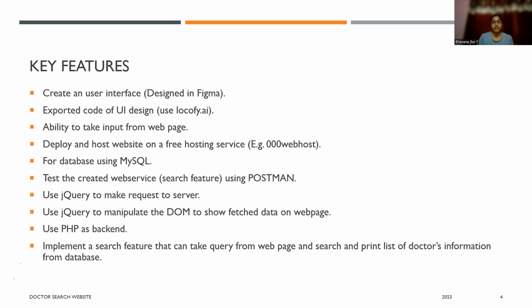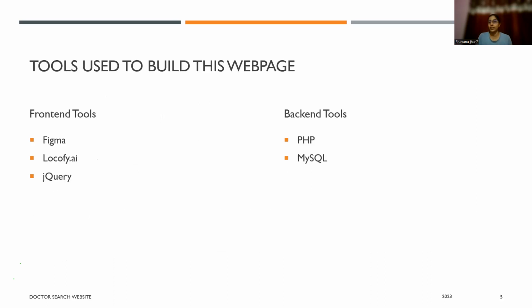So next are the tools that are used in our web page. We have two kinds of tools, the front-end tools and the back-end tools. For the front-end tools, we use Figma. Figma is simply a free prototyping tool that helps us to design the web pages. With the help of Figma, we can design our prototypes.